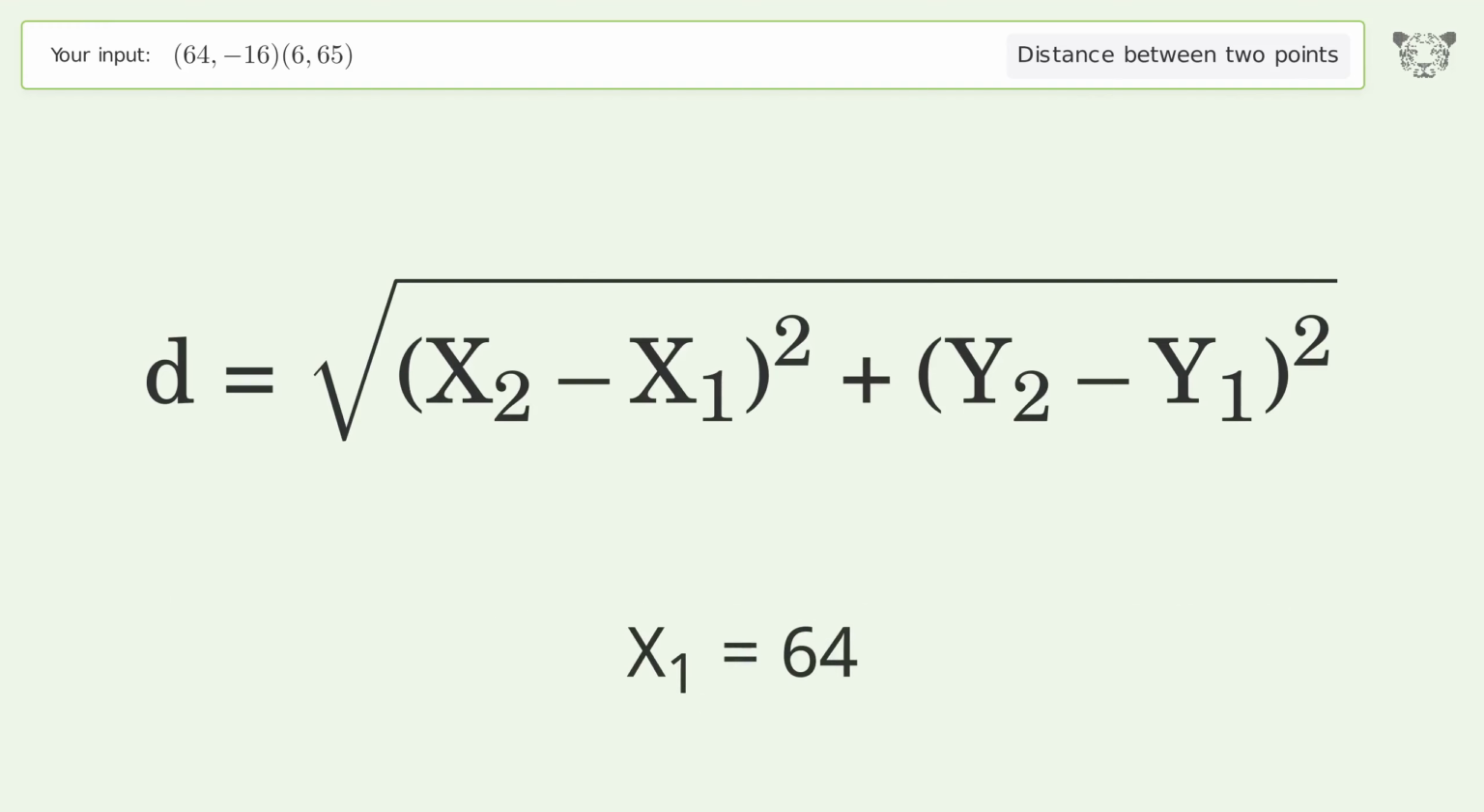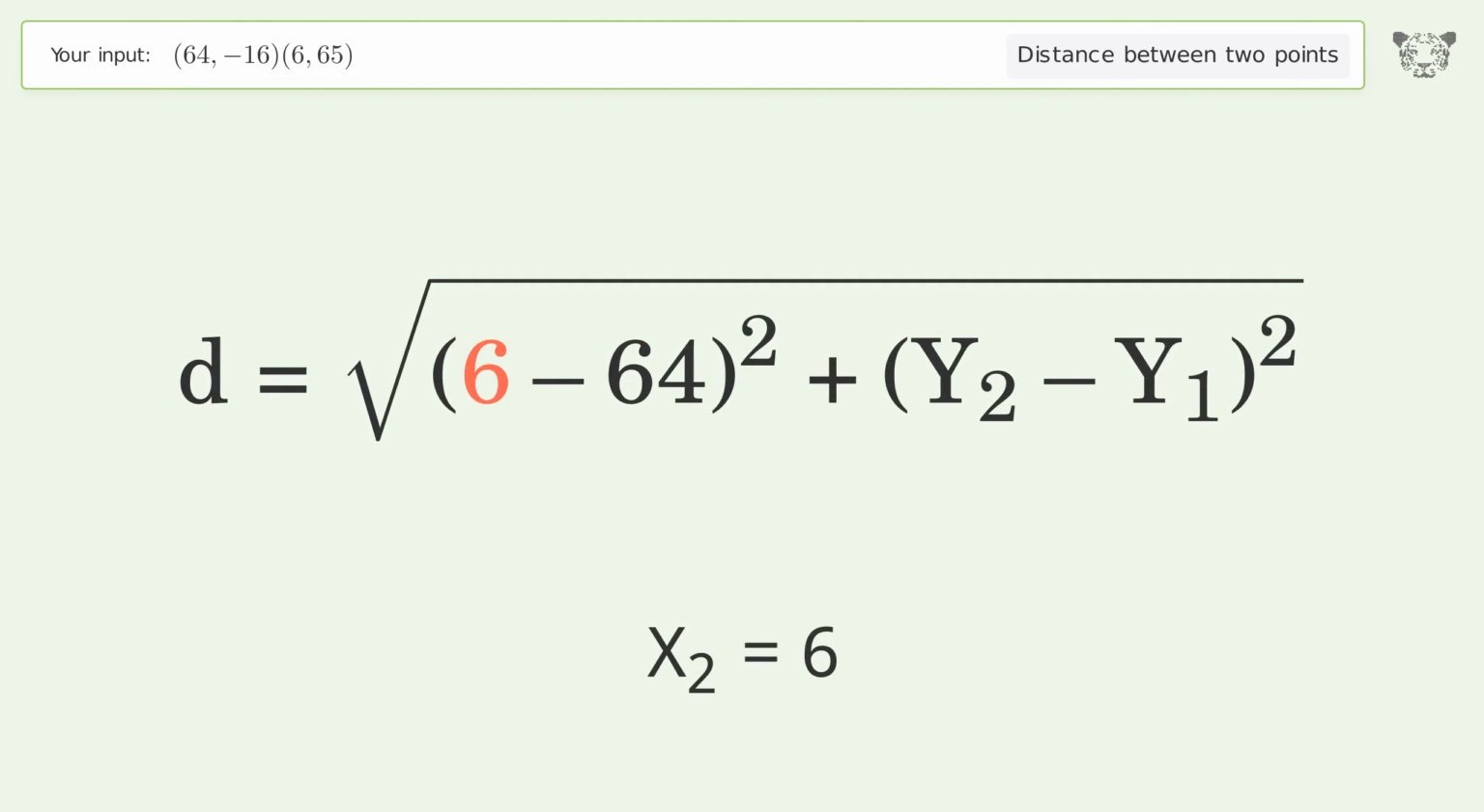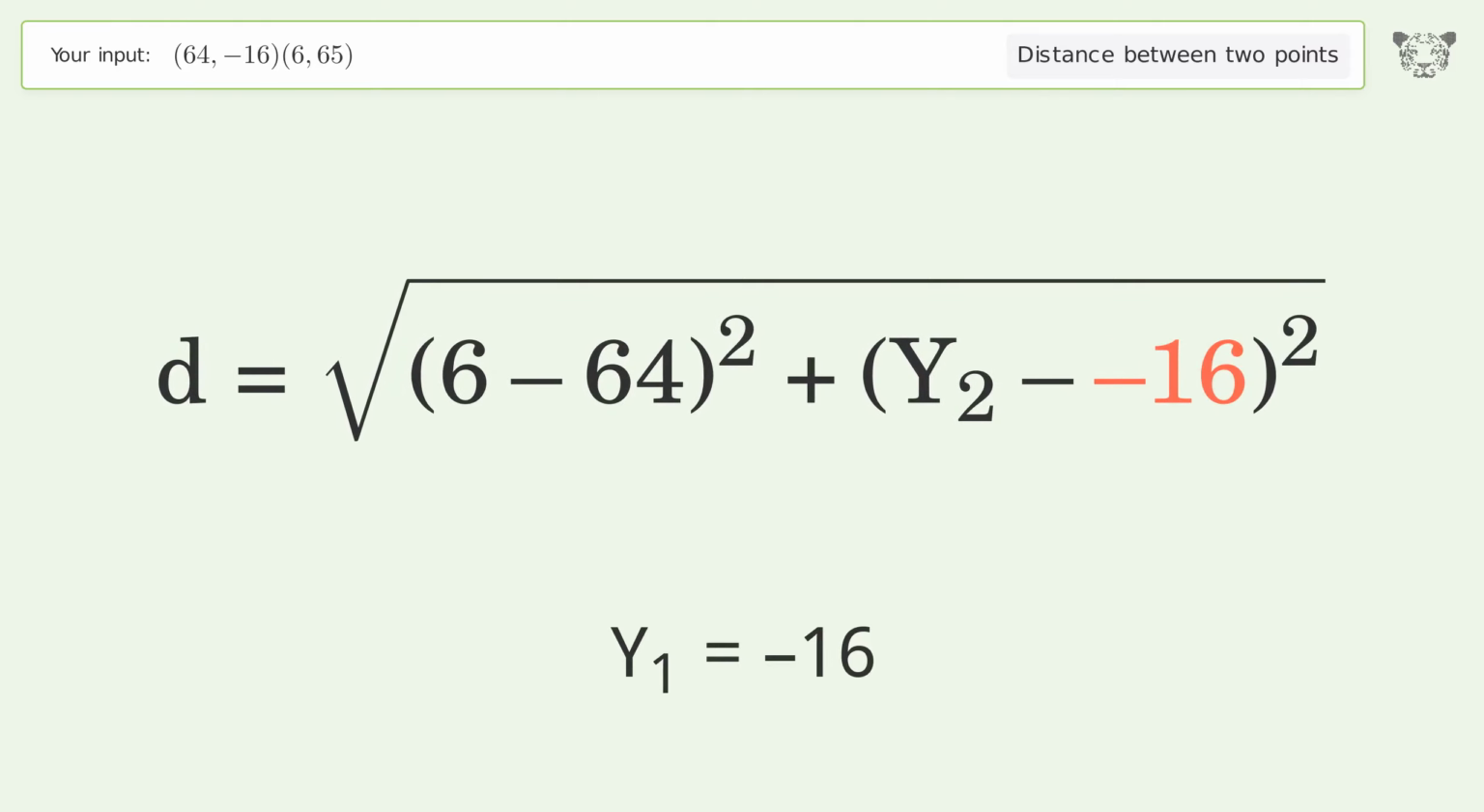x1 equals 64. x2 equals 6. y1 equals -16. y2 equals 65.